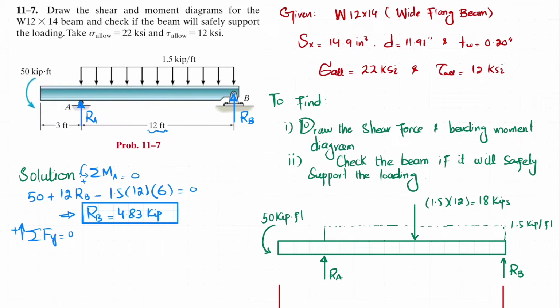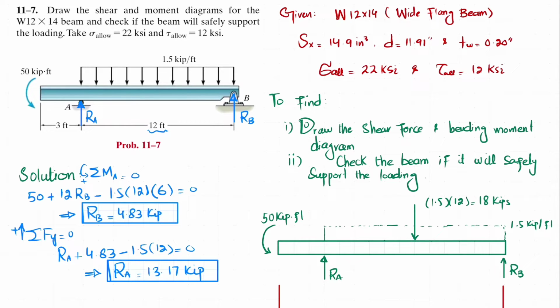Now you have RB, you can calculate RA by using the equilibrium condition: the sum of all forces in the y direction must be equal to 0. One force is this one, plus this one, minus the distributed load converted into a point load, that will be 1.5 multiplied by 12. Their sum must be equal to 0. So RA plus RB, which is 4.83, minus 1.5 into 12 is equal to 0. When you solve this, you will get RA equal to 13.17 kips. Now you have both RA and RB.